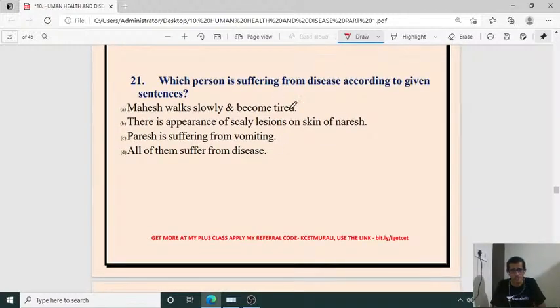21st, which person is suffering from disease according to the given statements? Here I gave three statements. Mahesh walked slowly and became tired. There is appearance of scaly lesions on the skin of Naresh. Paresh is suffering from obesity. All of them suffer from disease. So the first, second and third options are right, they are all showing disease. So the right option is D, all of them suffer from disease.